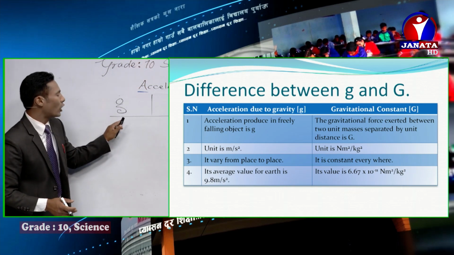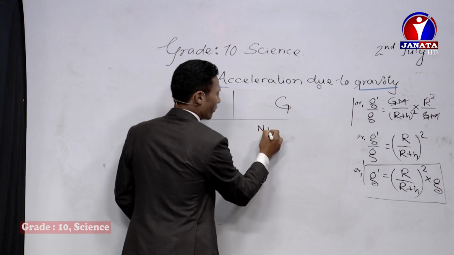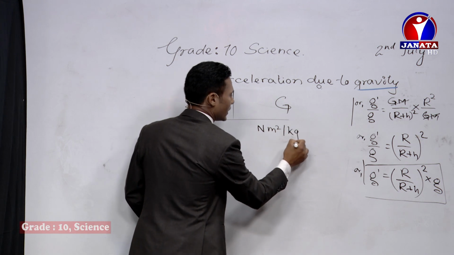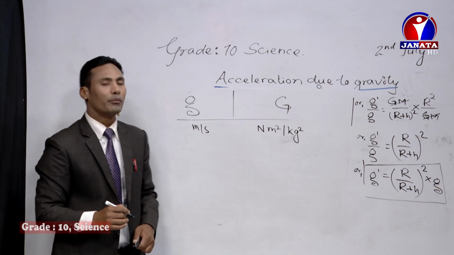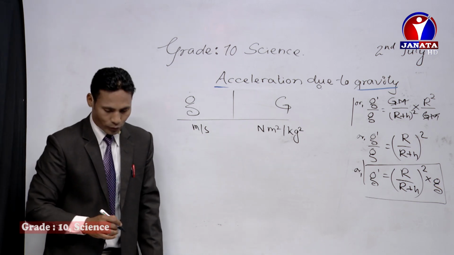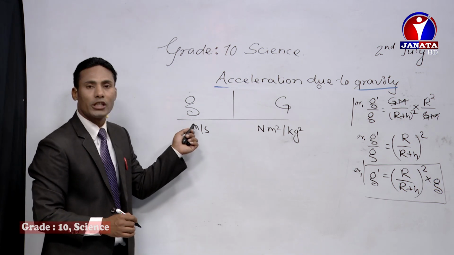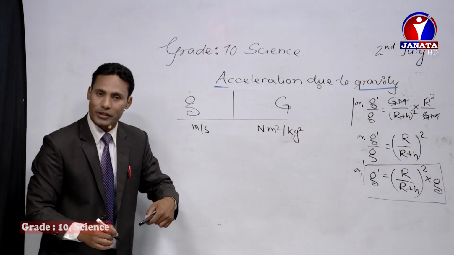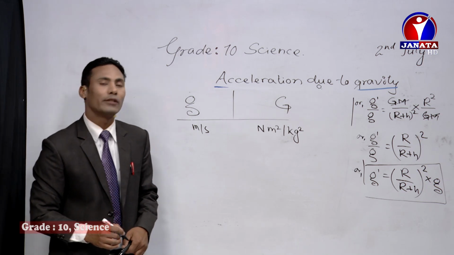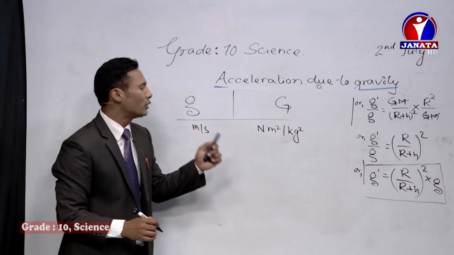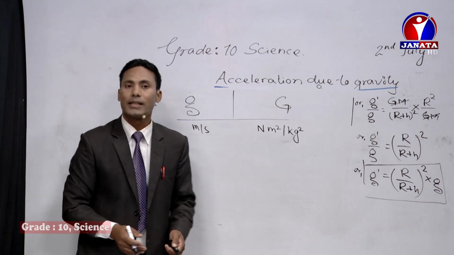The unit of small g is meter per second square, and the unit of capital G is Newton meter square per kg square. The average value of small g in the case of earth is 9.8 meter per second square, and the value of capital G is 6.67 into 10 to the power minus 11 Newton meter square per kg square everywhere. Wherever we check, the value is this one.